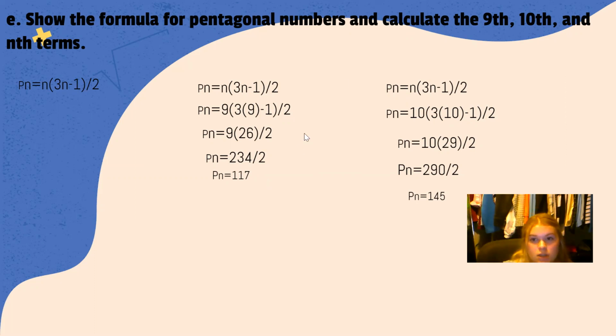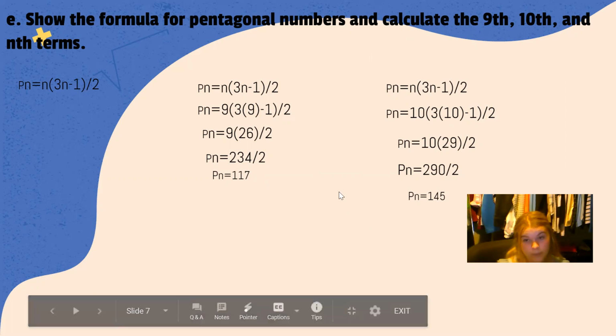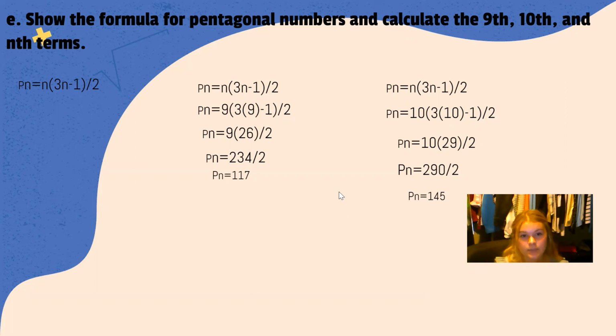All right, so it is asking for the 10th pentagonal number as well. So we're just going to do the same thing that we did for the 9. We're going to plug in the 10 in place of the n. So we're starting out with our original equation. Always start out with your original equation, and plug in 10 for that n. So we have 10 plugged in on the second row.